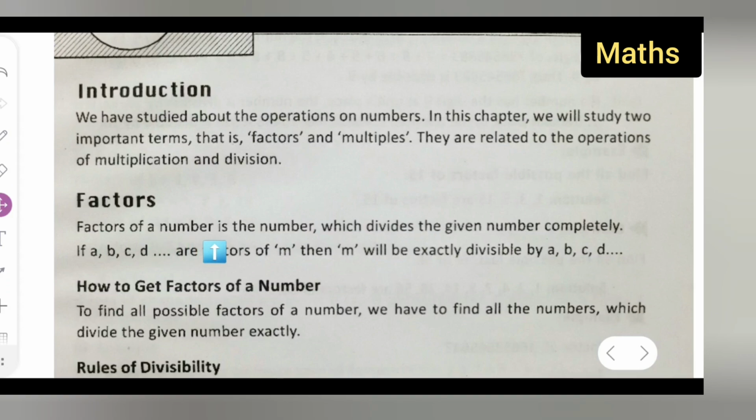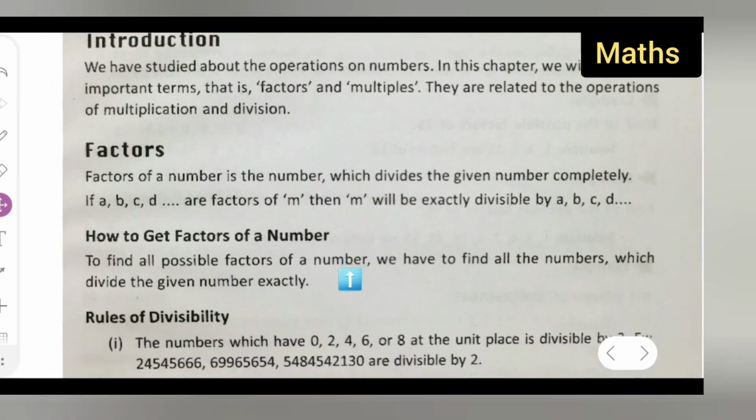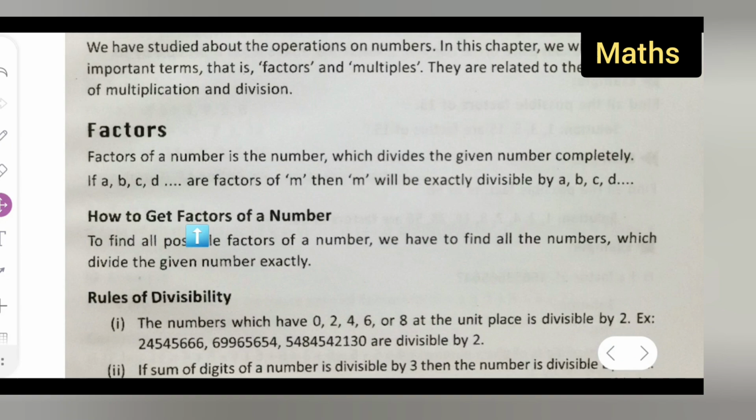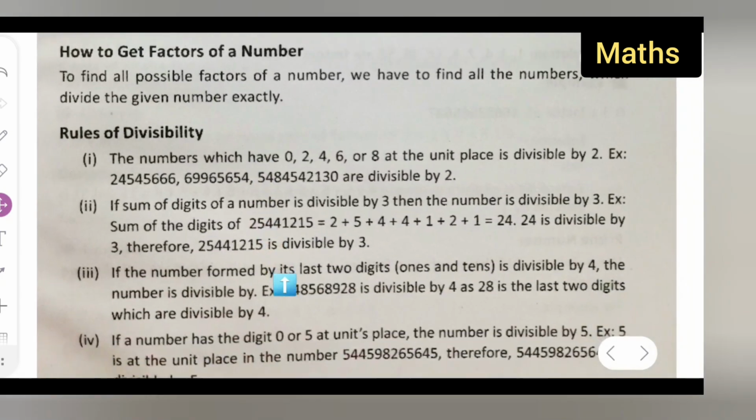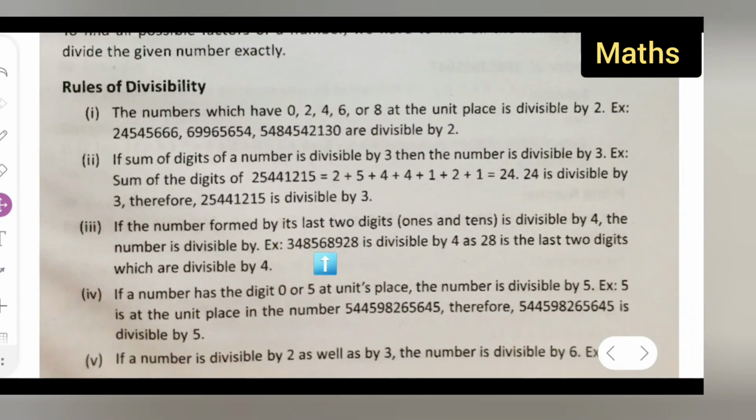Factors of a number are the numbers which divide the given number completely. Like if A, B, C, D are factors of M, then M will be exactly divisible by A, B, C, D. Now, how to get the factors of a number? To find all possible factors of a number, we have to find all the numbers which divide the given number exactly. For example, these are the rules which are given to you all.